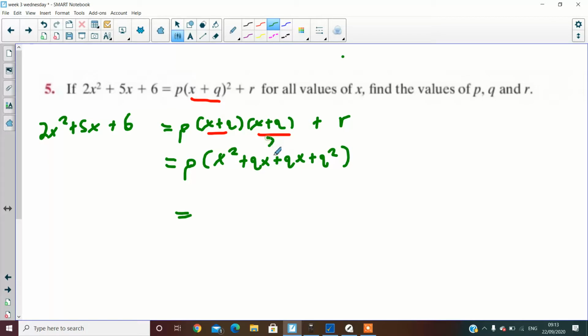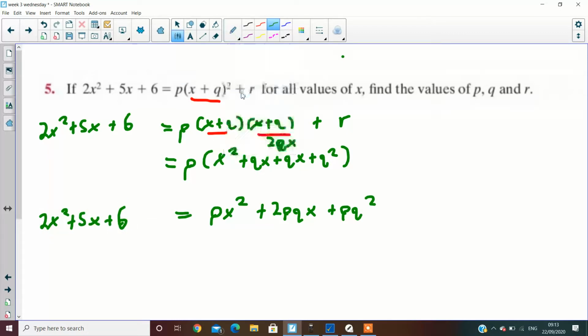Now that makes 2qx. Would you agree with that in the middle? Multiply by p. We get px squared plus 2pqx plus pq squared. Now this is an algebraic identity, which means both sides are balanced.